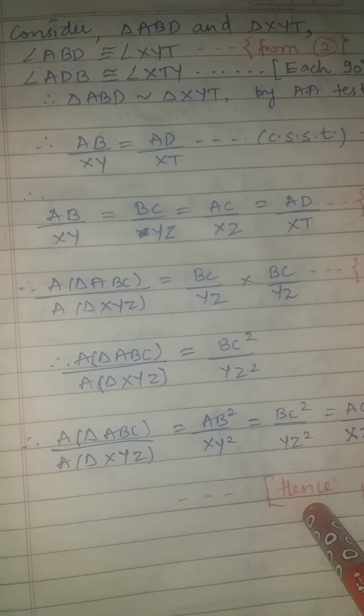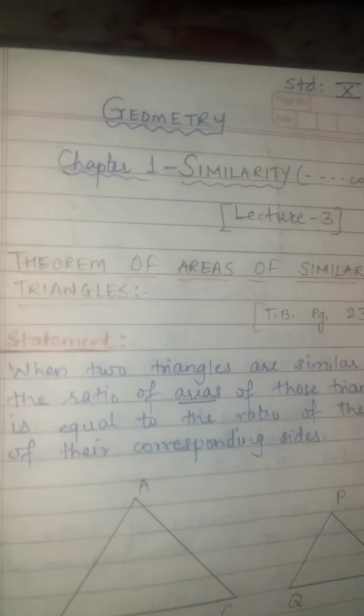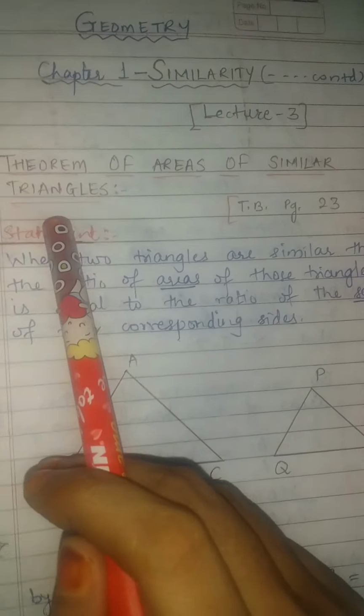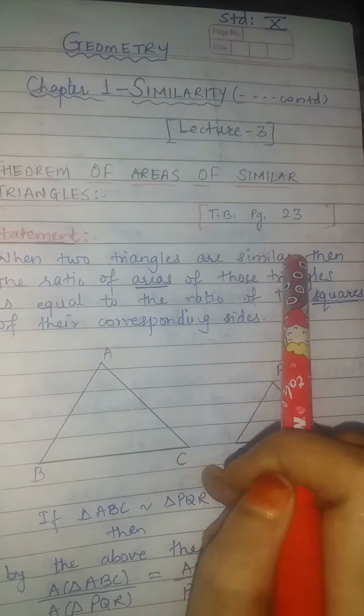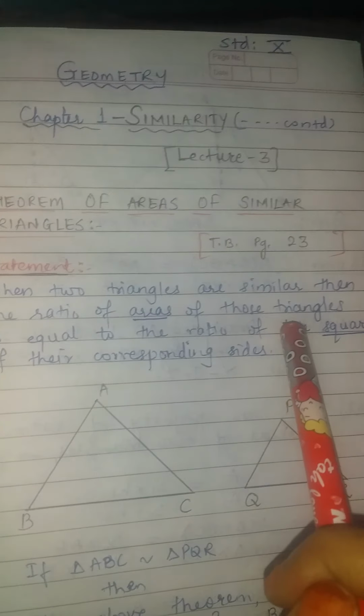So what we have studied is the theorem of areas of two similar triangles, which states that when two triangles are similar, then the ratio of areas of those triangles is equal to the ratio of the squares of their corresponding sides.